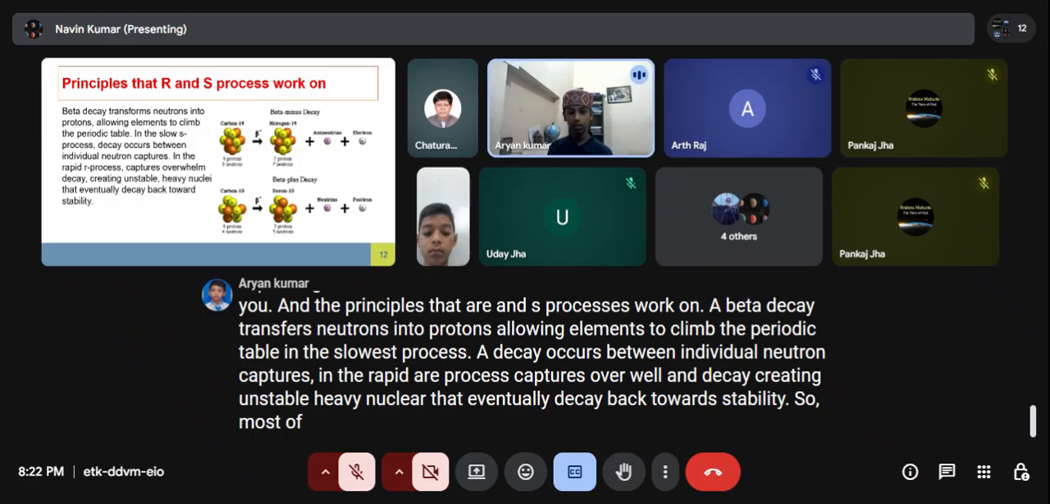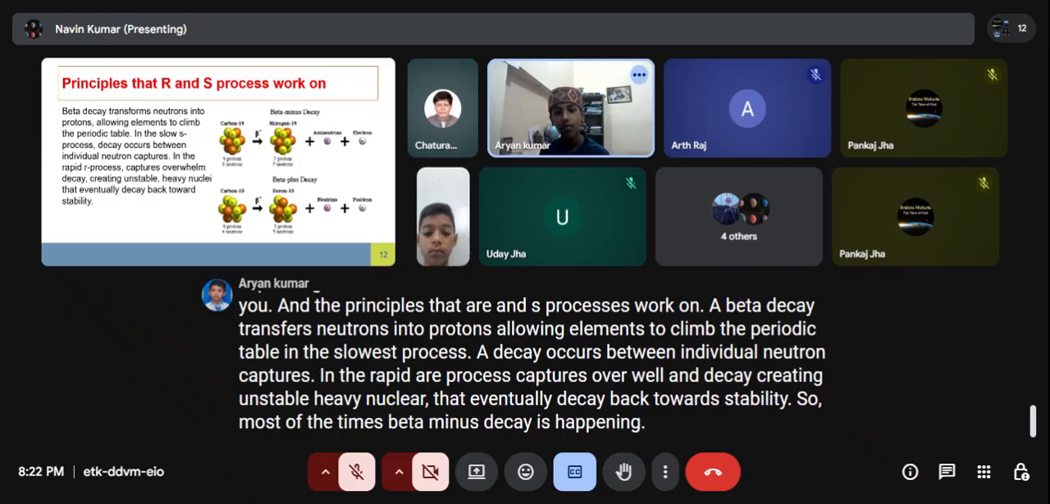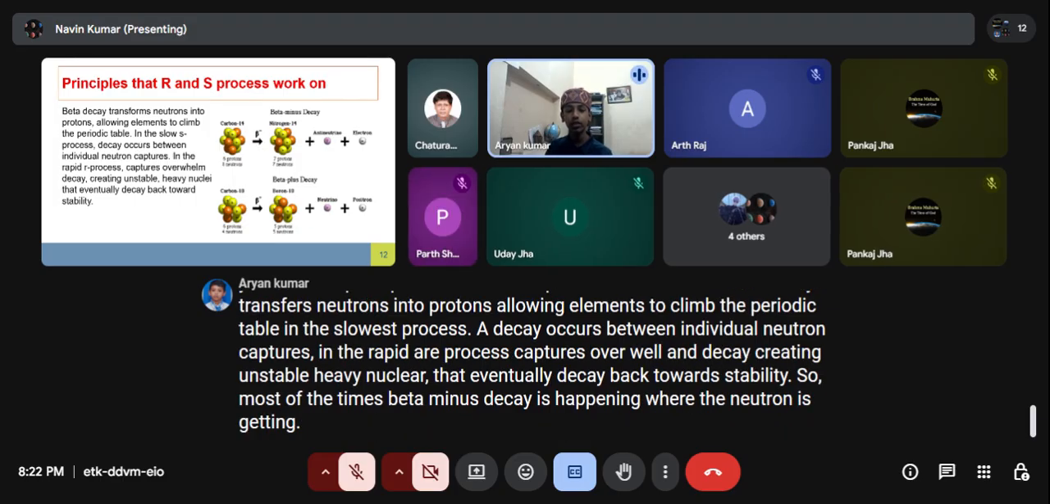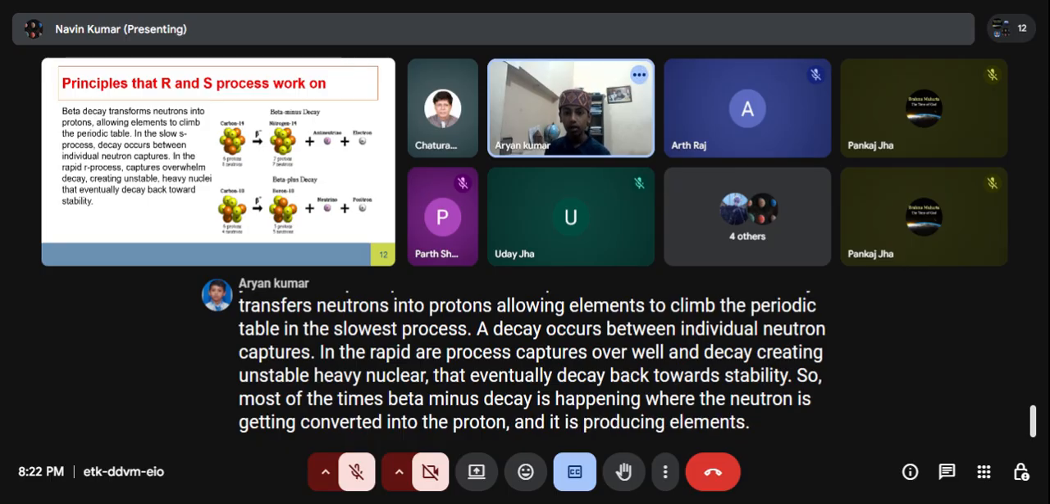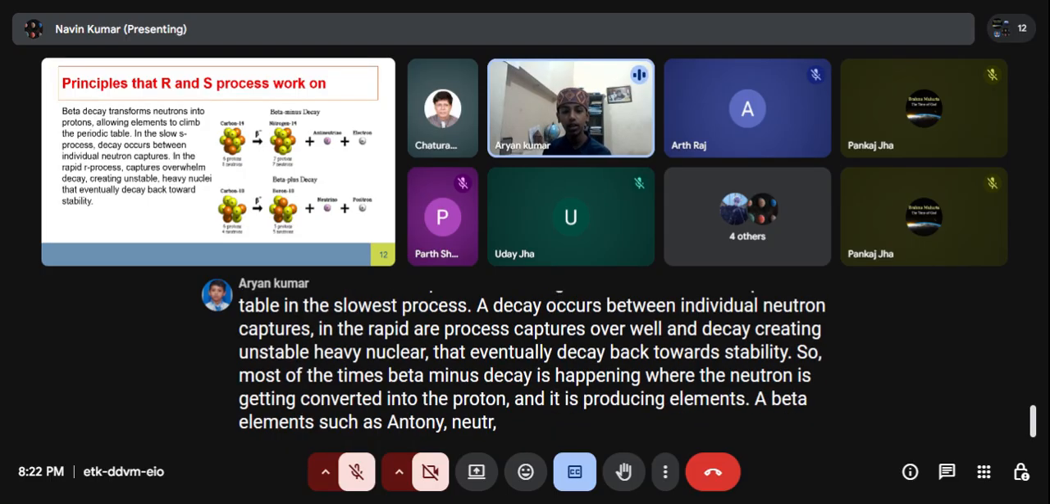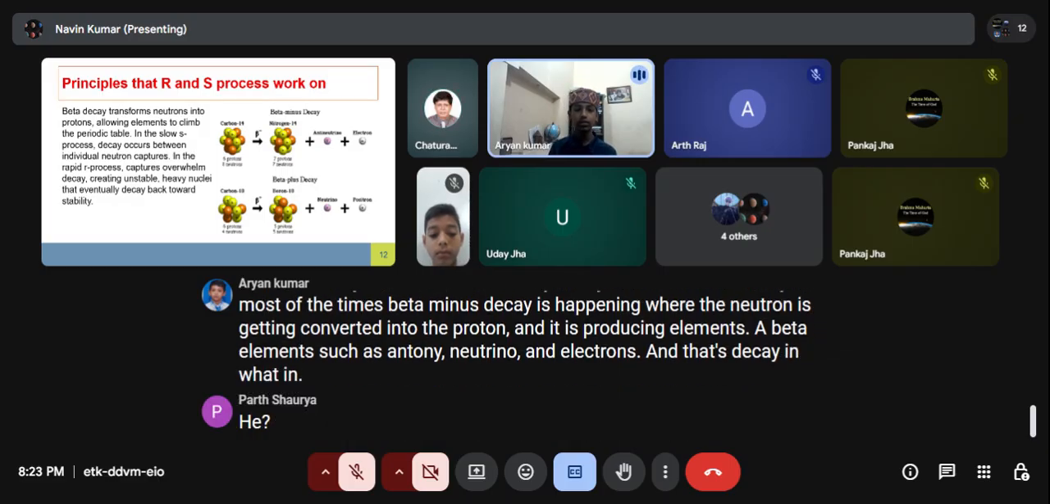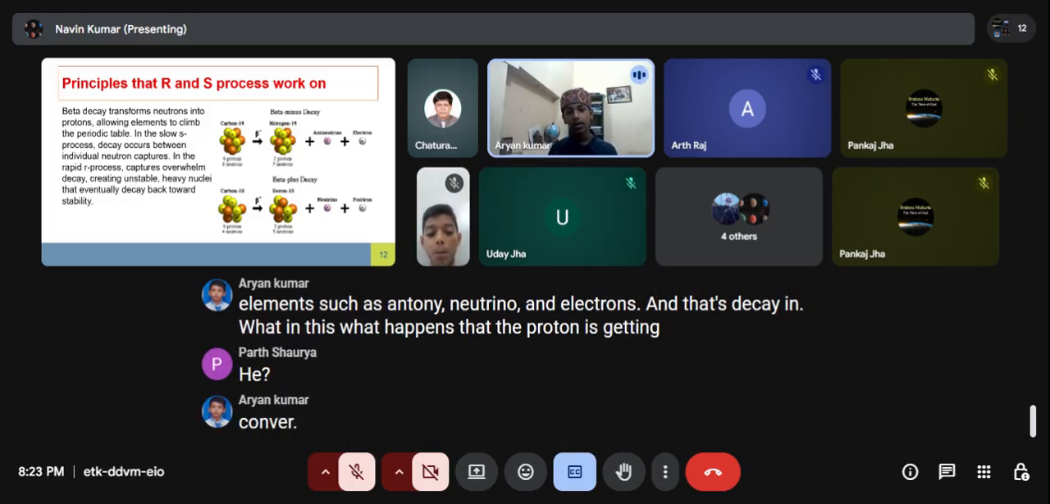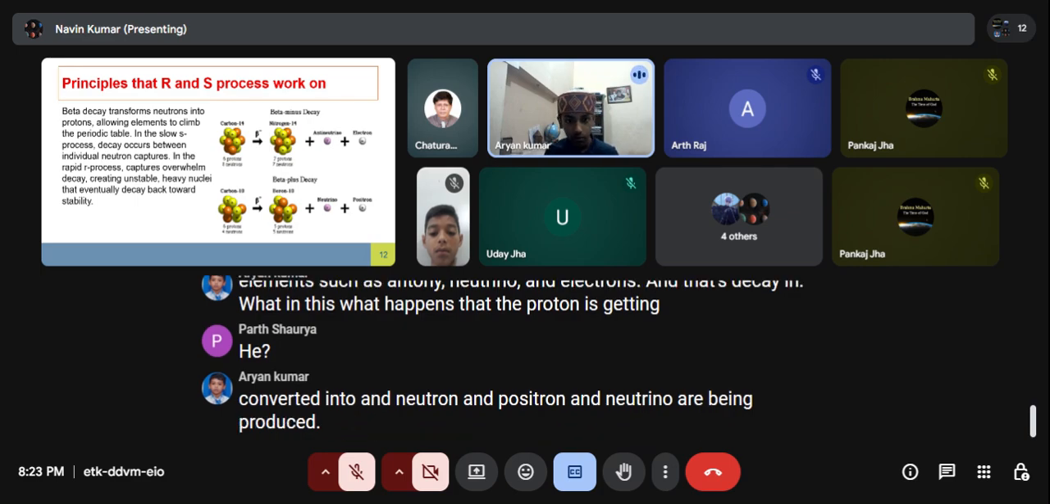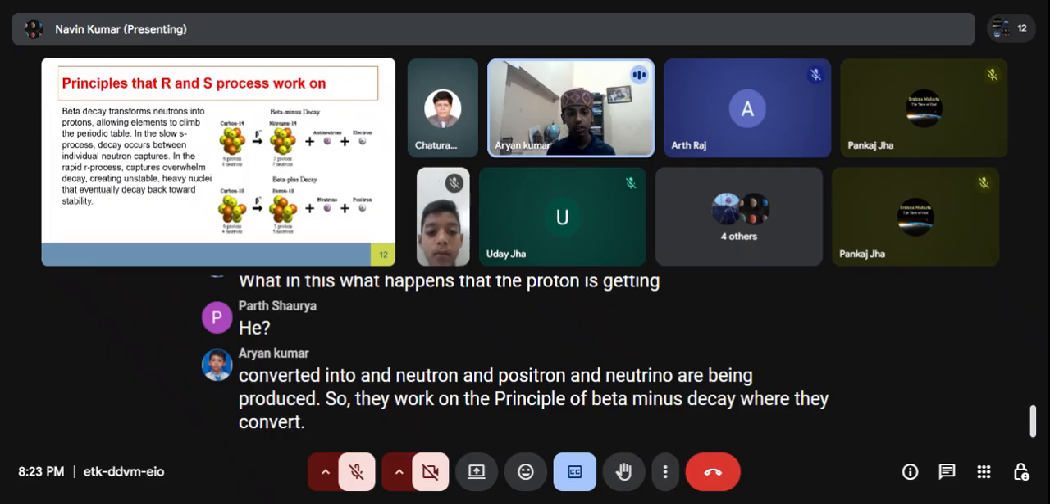Most of the time, beta minus decay is happening, where the neutron is getting converted into a proton, and it is producing an antineutrino and an electron. In beta plus decay, the proton is getting converted into a neutron, and a positron and a neutrino are being produced. So they work on the principle of beta minus decay, where they convert neutrons into protons to make heavier and heavier elements.